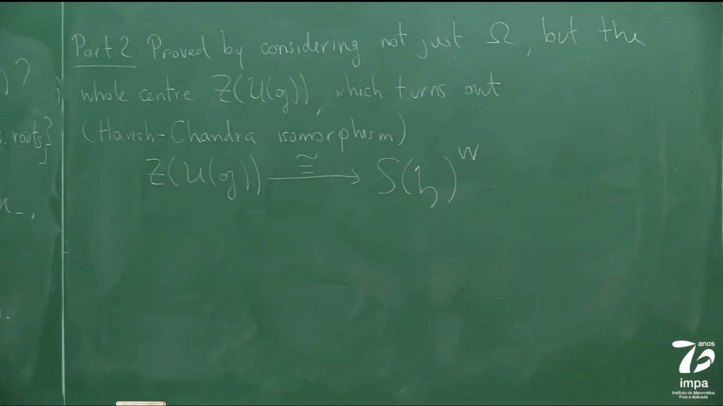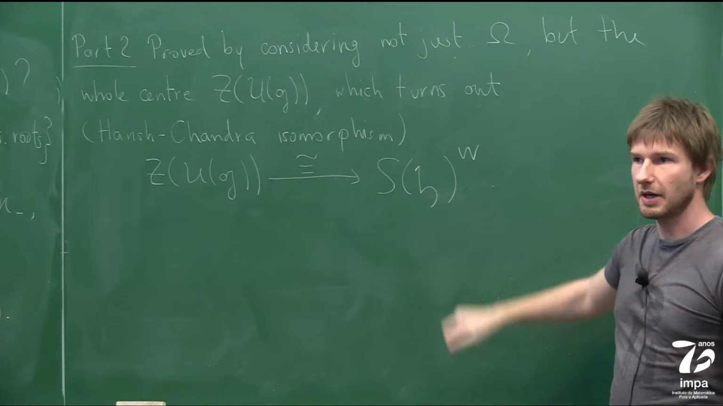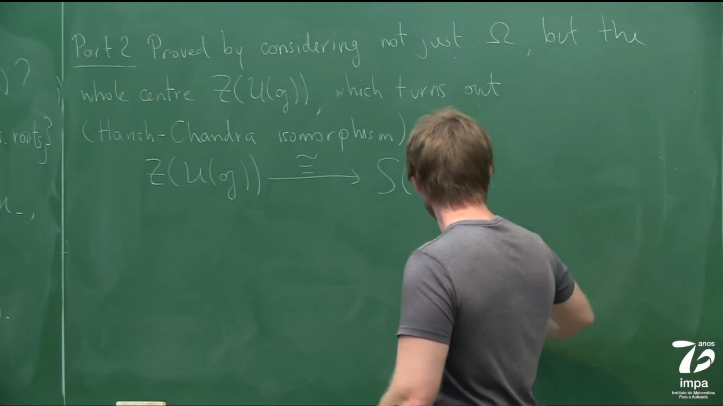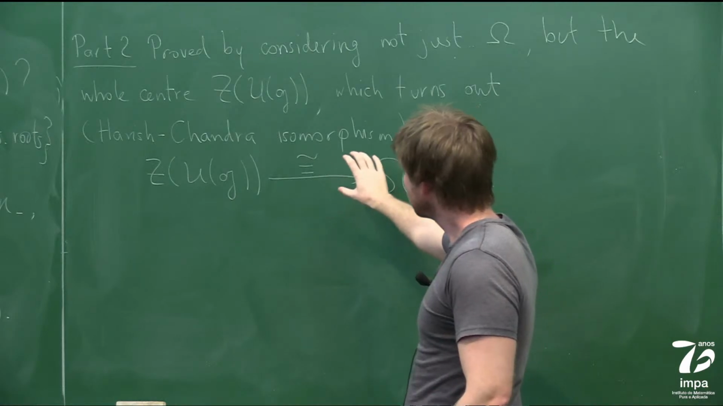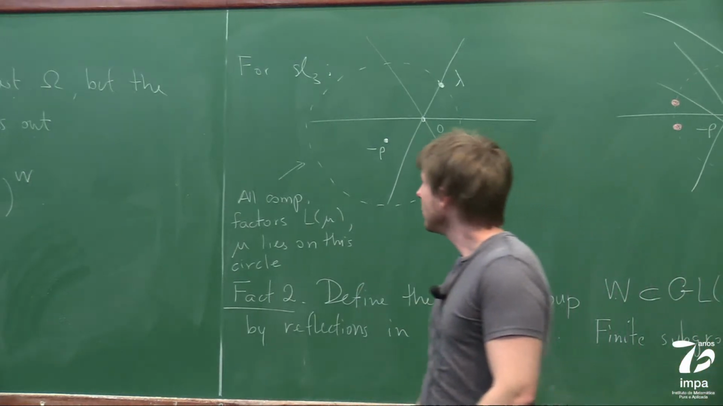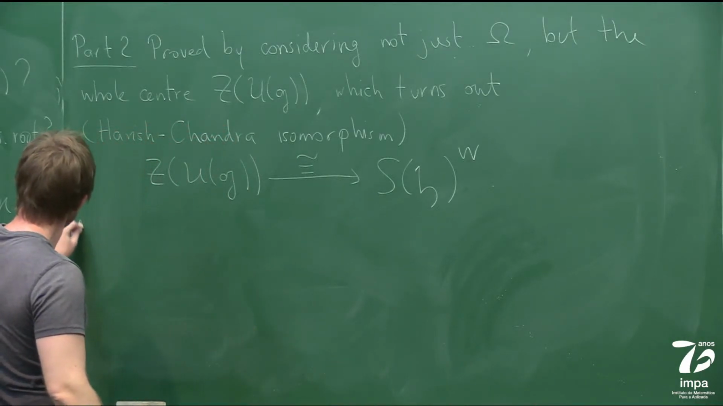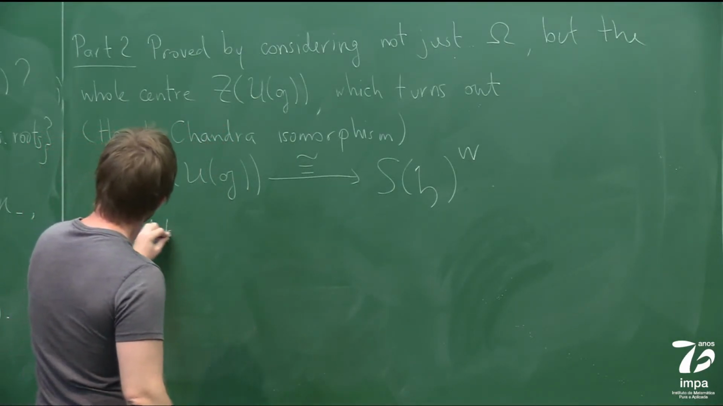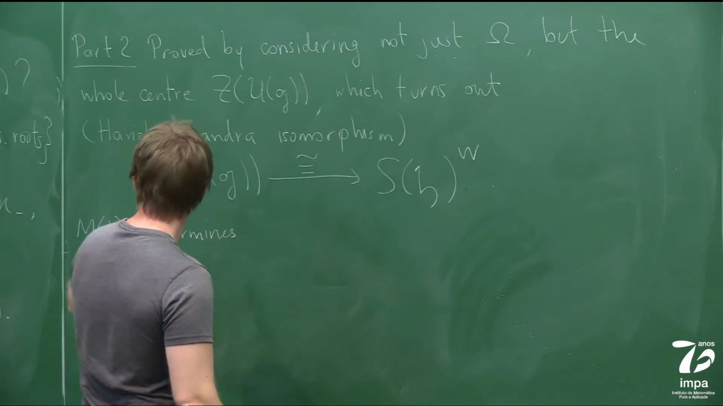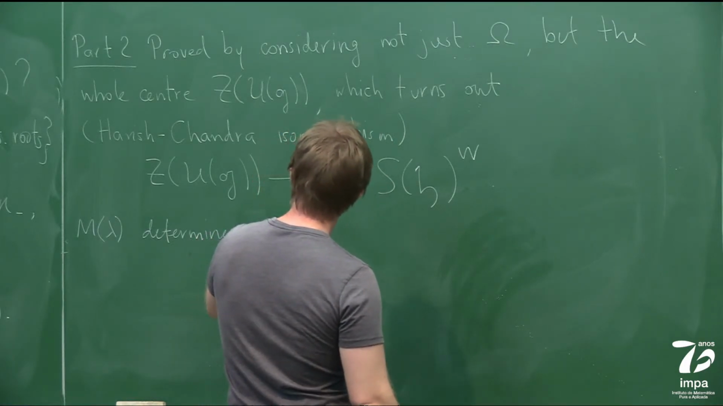Essentially turns out to be isomorphic to W-invariant polynomials on the Cartan subalgebra. Now, this isomorphism also includes, it's not so obvious, this shift in some sense. In the same way as before, the Verma module determines a so-called central character.